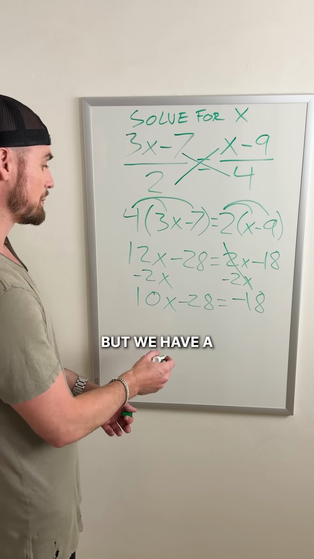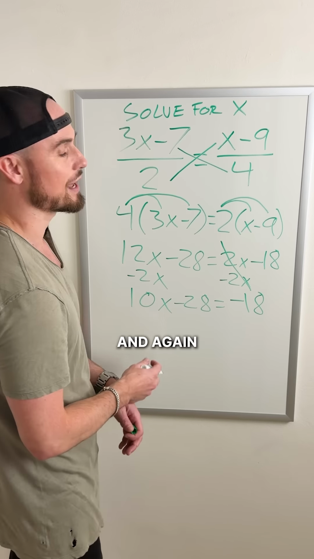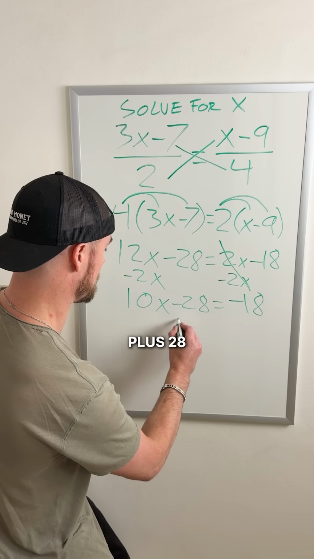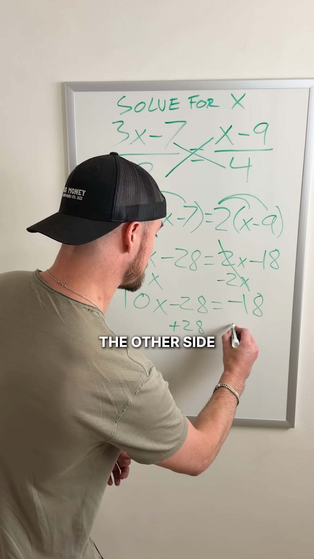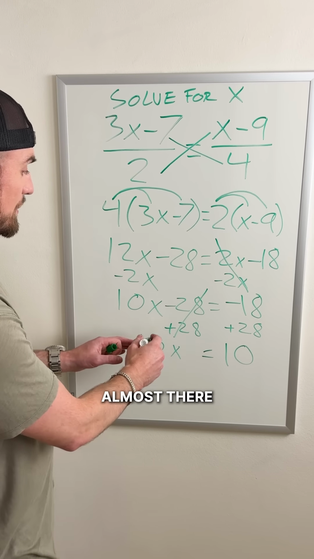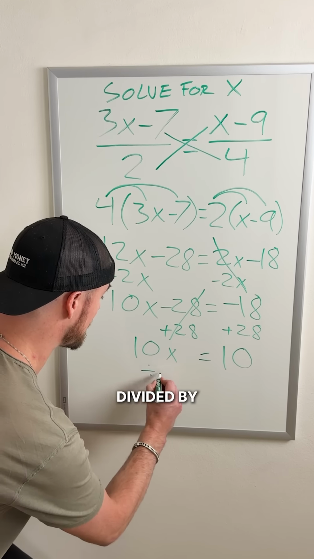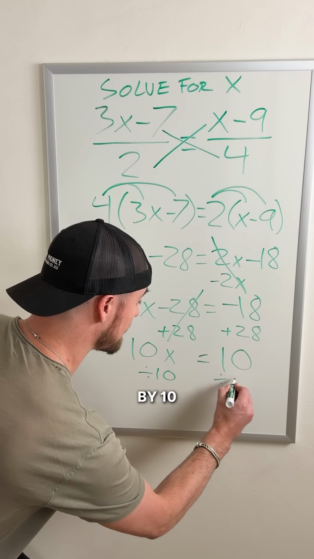Almost have x on its own, but we have a -28 here. To get rid of a -28, we have to add 28, and again, both sides. So we're gonna go plus 28. On the other side, we're gonna go plus 28. Now we wanna get x on its own still. We're almost there. We have 10x equals 10. We gotta divide both sides by 10. So we're gonna do divided by 10, divided by 10.